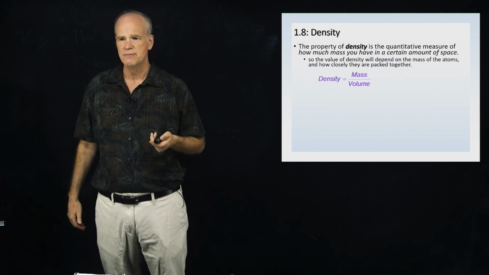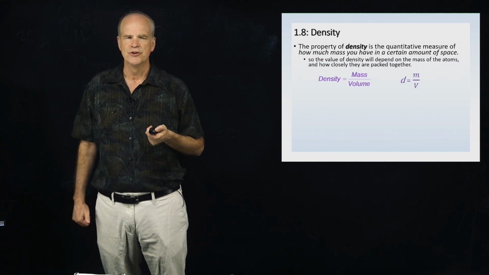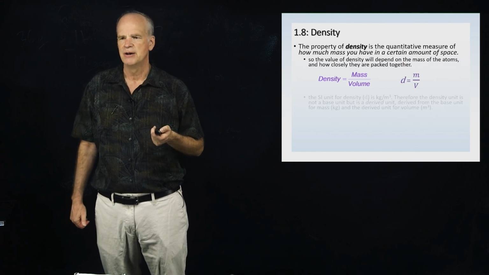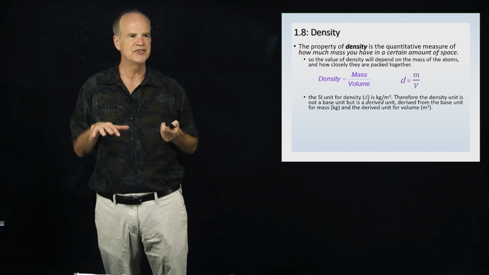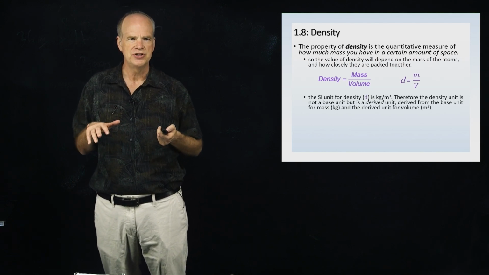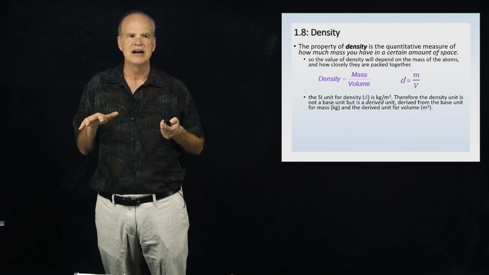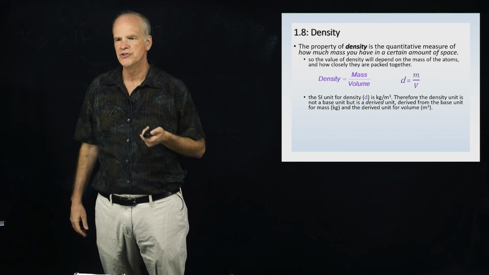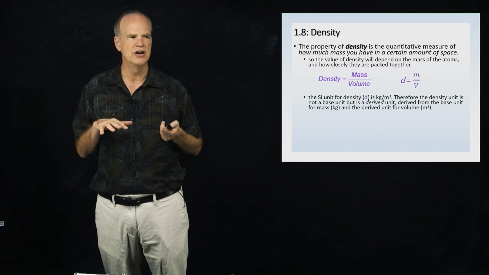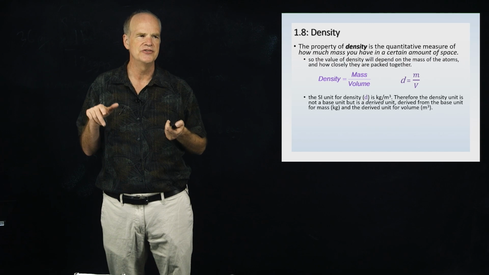So the way you measure density is you take the mass of an object and divide by its volume. The formula there is D equals M divided by V. The SI units for density are kilograms per meter cubed, and we don't really use those units very often in density problems. Another thing to note is that unit is not a base unit. It is a derived unit.